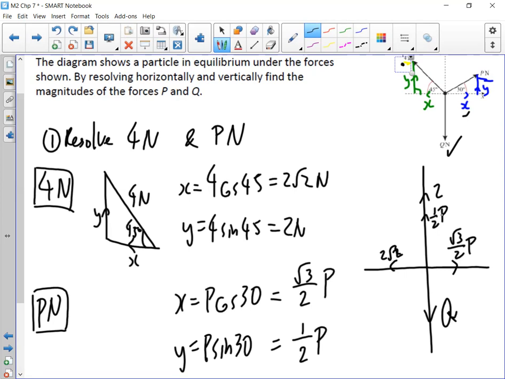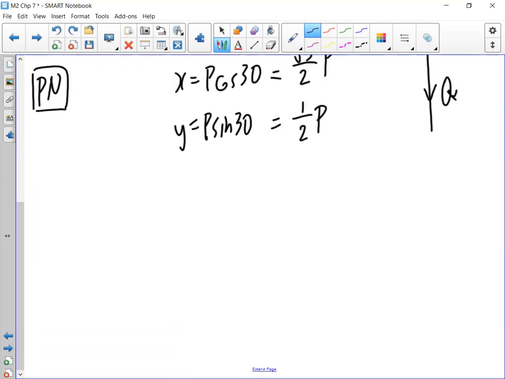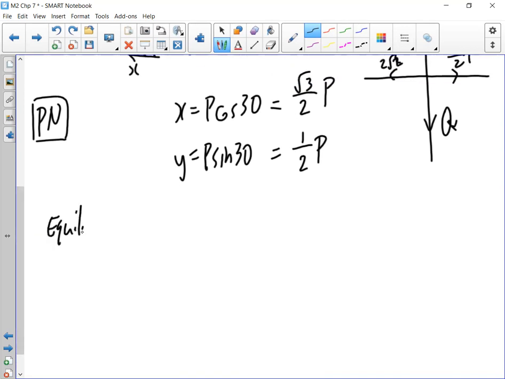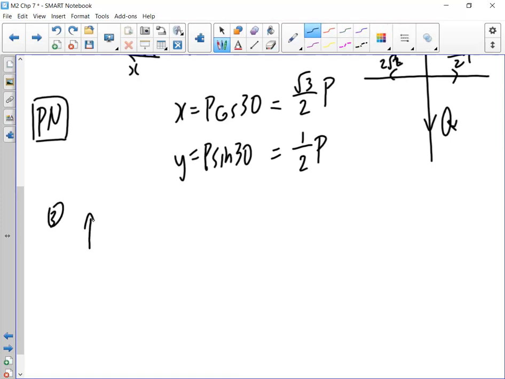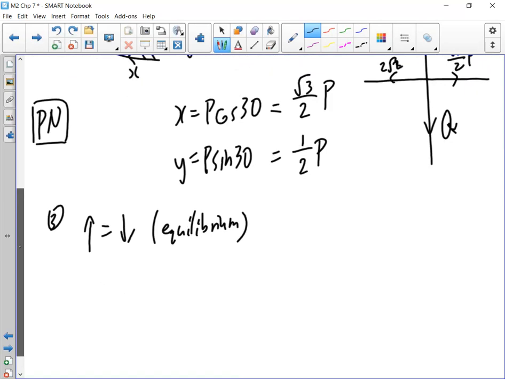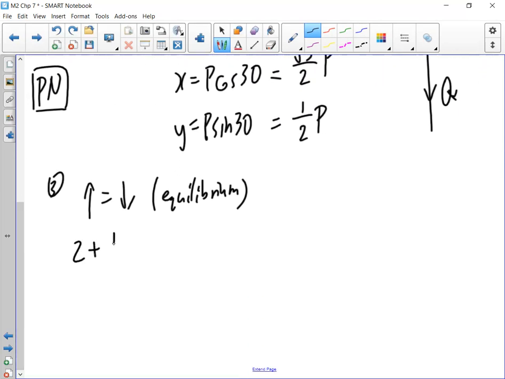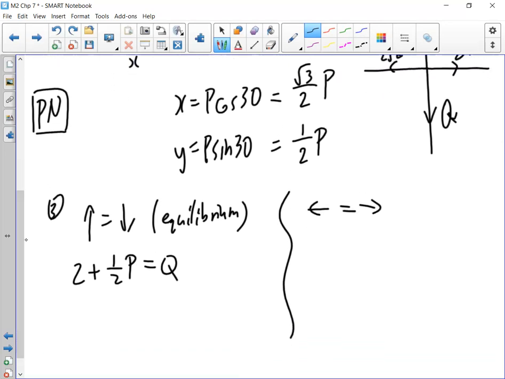Now, equilibrium. So step 3, equilibrium means upward force equals downward force. Normally you can't do that, but you can because of equilibrium. So upwards is 2 plus a half P, and 2 plus a half P equals Q. Also, what else do we know? We know the left force equals the right force. Again, because of equilibrium, the left force is 2√2 and the right force is √3/2 P.